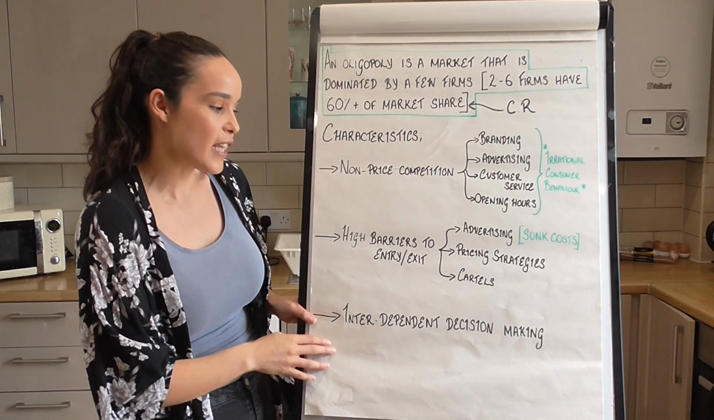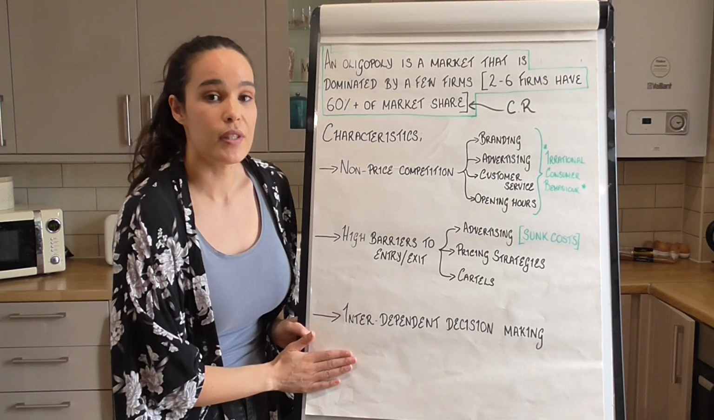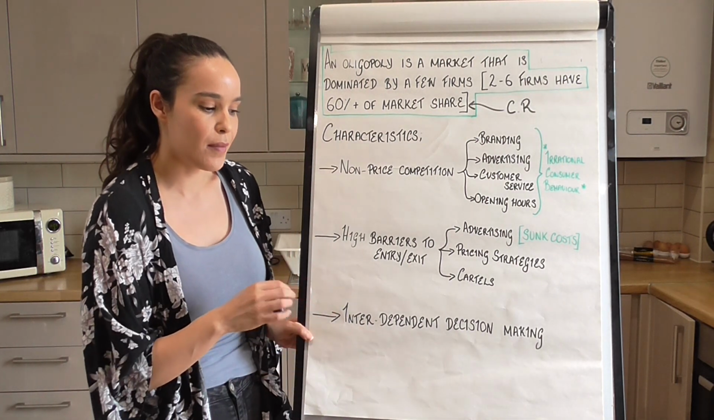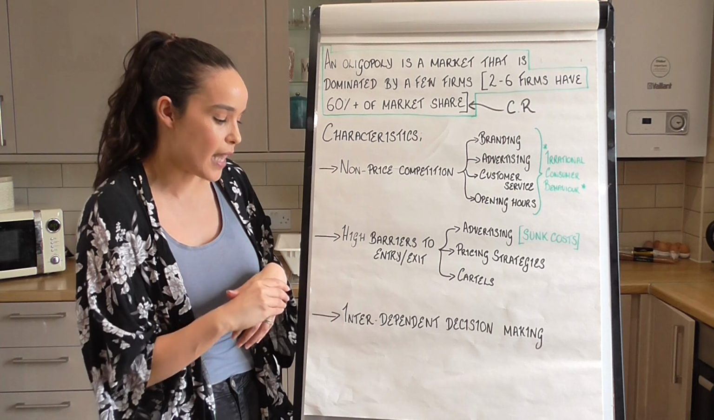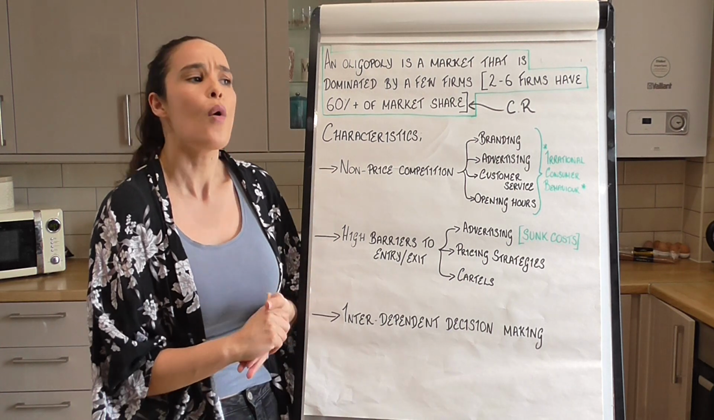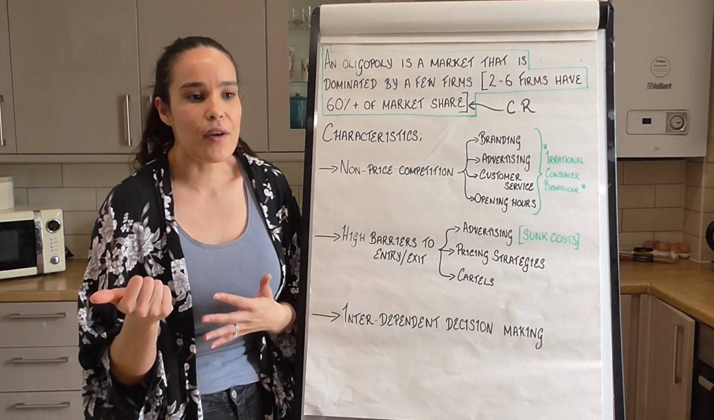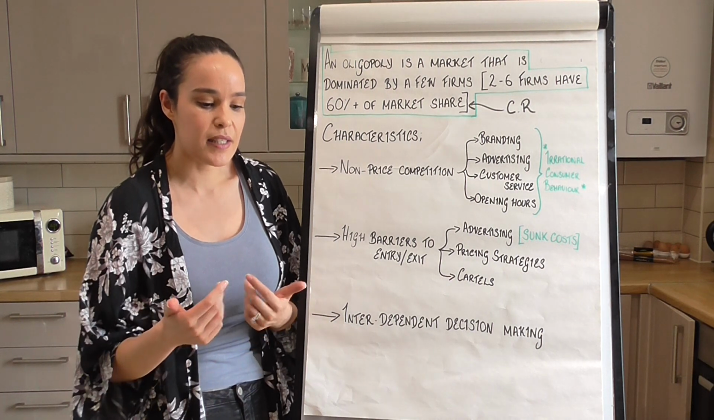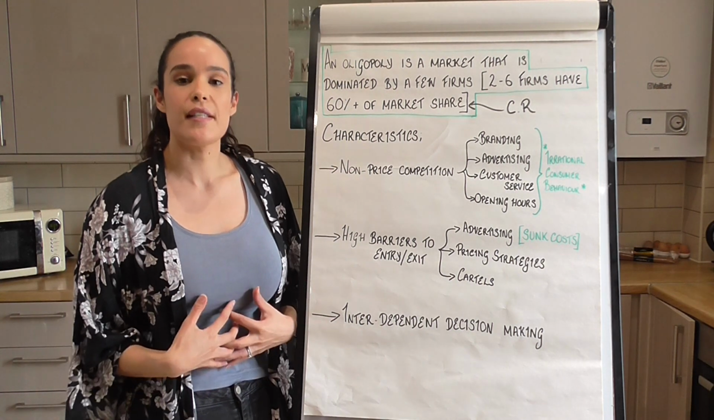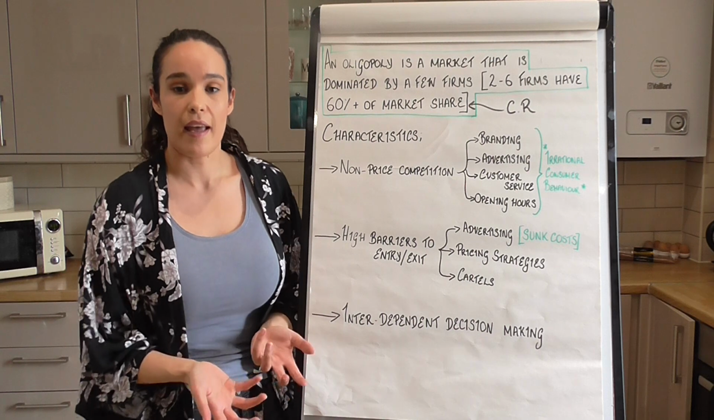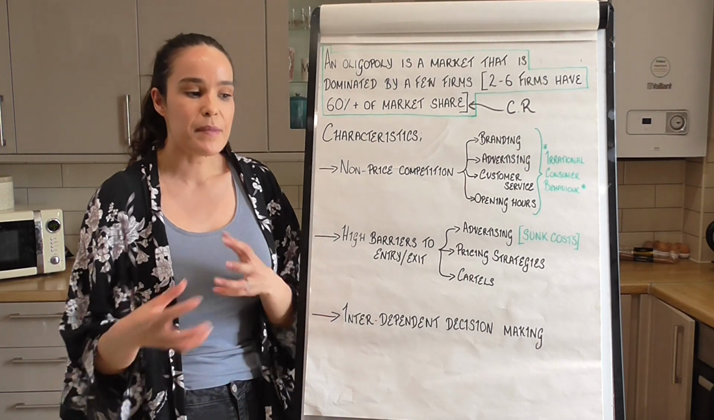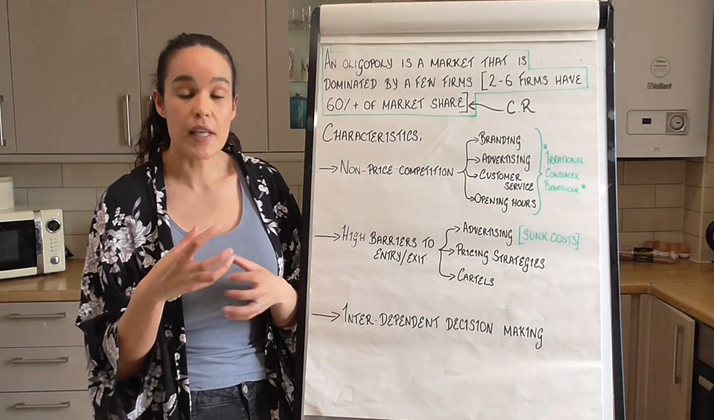And then the last one is really the most important one that I want to spend a bit of time looking at. So interdependent decision making, what does that mean? Interdependent decision making means that I make my decision based on the other firms in the market. Right? So firms make their decisions together.